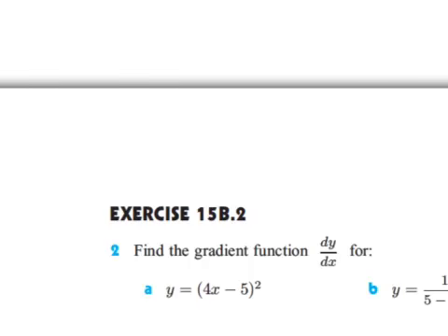In this video, we're going to be talking about chain rule. I'll go over similar questions to number 2, and questions number 4 and 5 from your homework on chapter 15, section B. So let's talk about chain rule first.